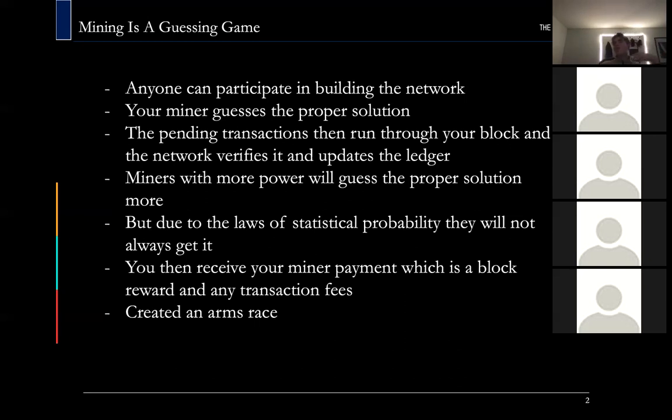But miners with more power will guess the proper solution more. The reason that people are spending all this money on really expensive GPUs and on proper actual miners is that if you have more power, you'll be able to guess that solution earlier than the other computers, and therefore everything running through the block you just created will go through yours because you have a more powerful system. But due to the laws of statistical probability, they will not always get it.